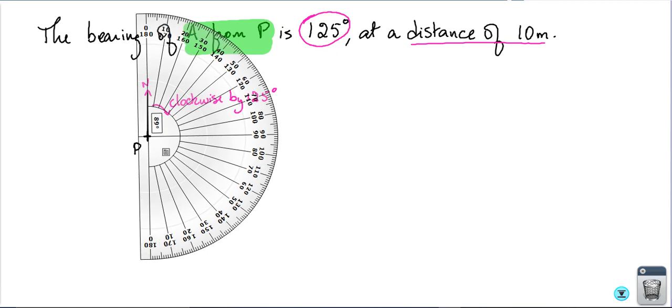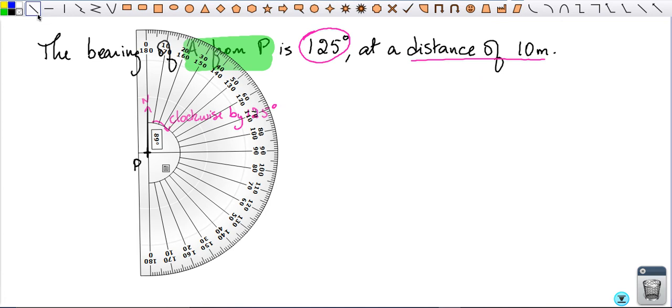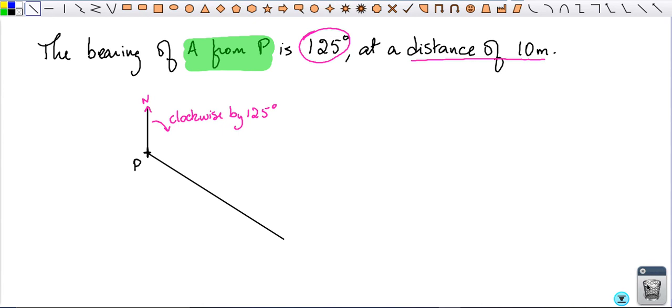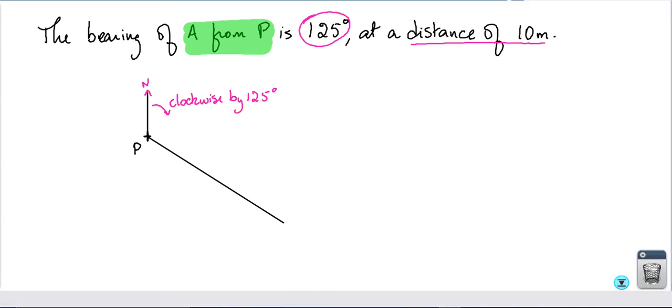We have the following. I have an angle of 125 degrees, as you can see here. So that's 125 degrees. I have turned clockwise by an angle of 125 degrees. This angle is 125 degrees.